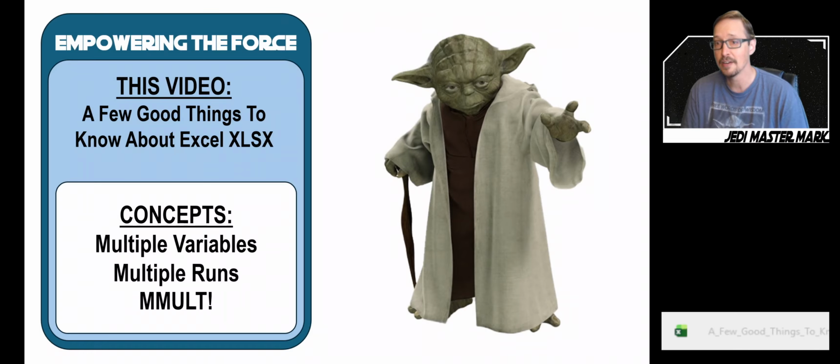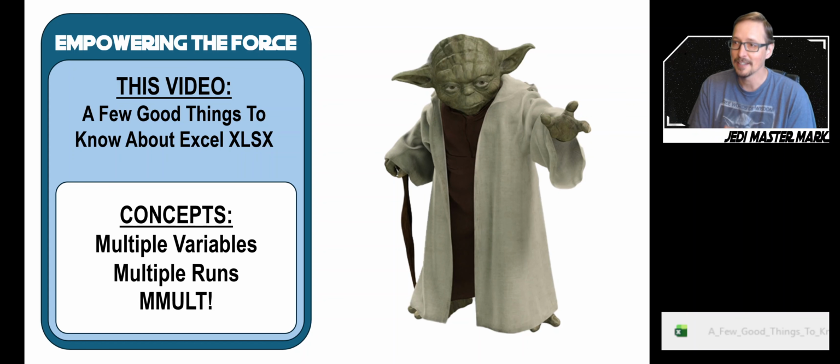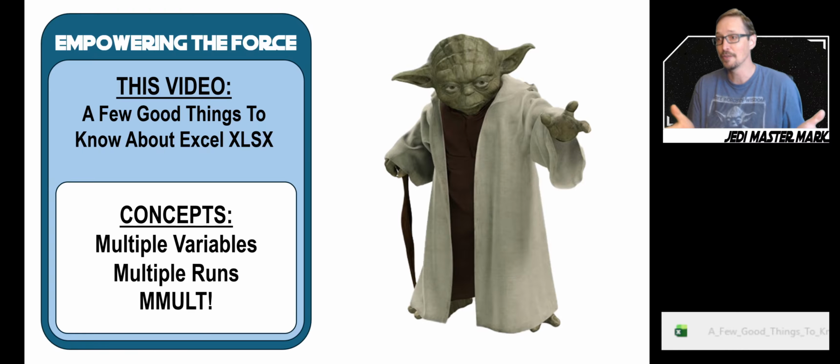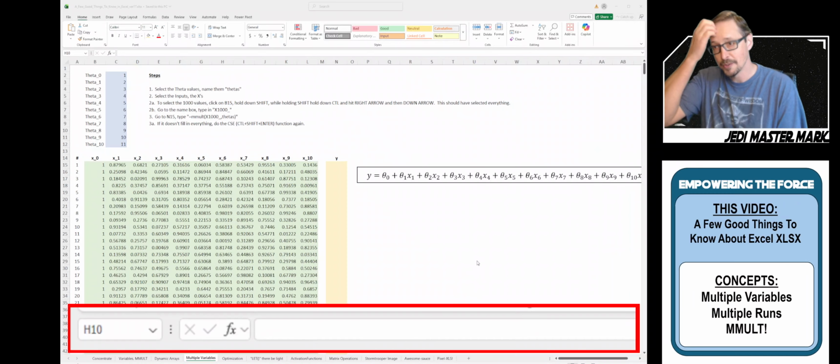Again, we're using this A Few Good Things to Know About Excel file. And the concepts we're looking at here, again, it's just an expansion of what we've already covered. So multiple variables, multiple runs. And we're going to show how the matrix multiplication function can be used with this. And it's no more complicated than the very easy examples with just a few variables. So I'm going to switch over to Excel.